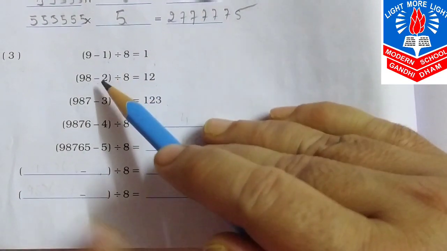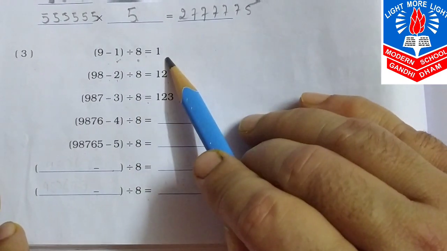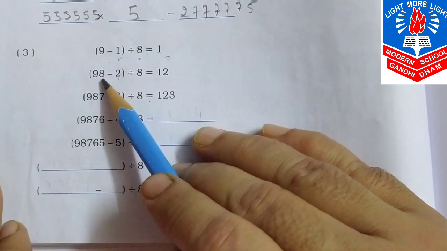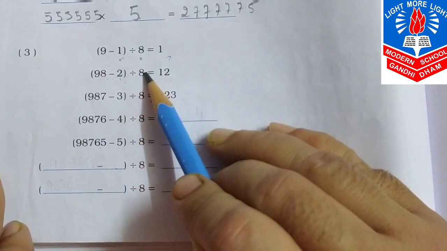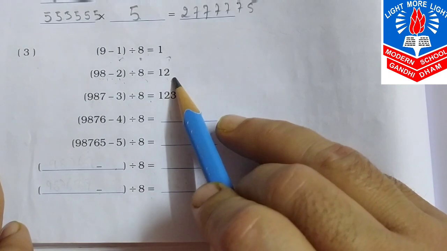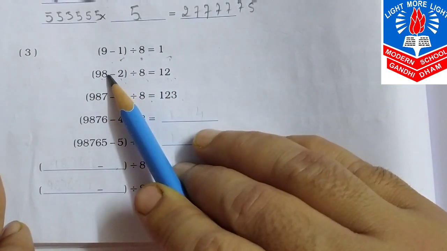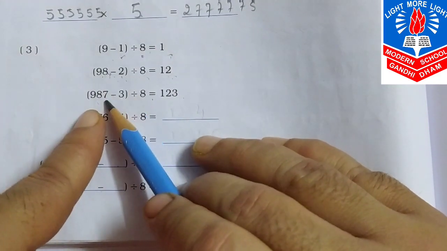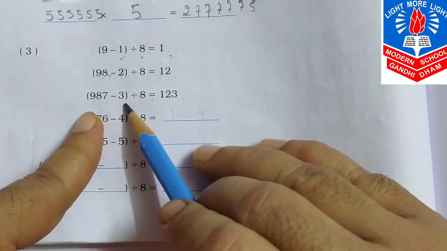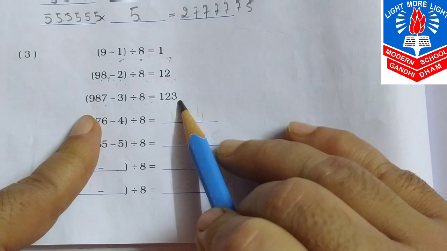See third pattern: 9 minus 1 divide by 8 is equal to 1. Then 98 minus 2 divide by 8 is equal to 12. 9 के बाद इधर क्या लिया? 9 पहले लिया, then 8. ओके, देन 9 8 के बाद कौन सा? 7 minus 3 divide by 8 is equal to 1 2 3.